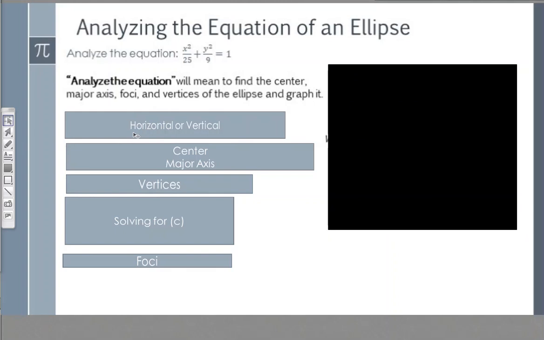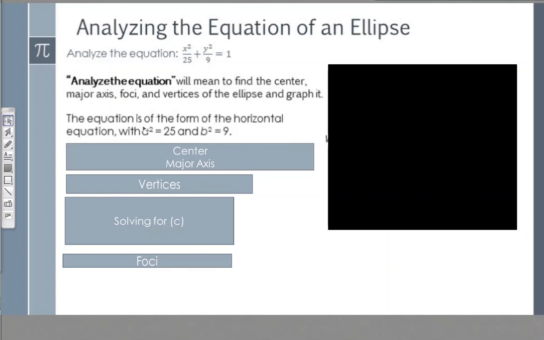So if you look here, it says the equation is in the form of the horizontal equation where a squared equals 25 and b squared equals 9. Okay, because that a is larger, so I got a squared equals 25, b squared equals 9. So that's going to help me. Well, that's telling me it's horizontal.